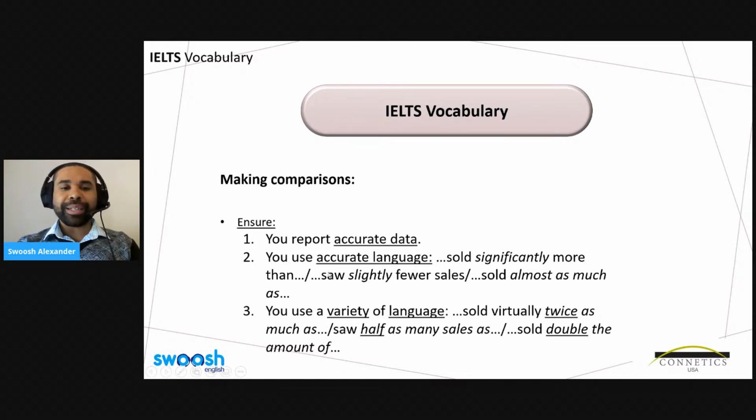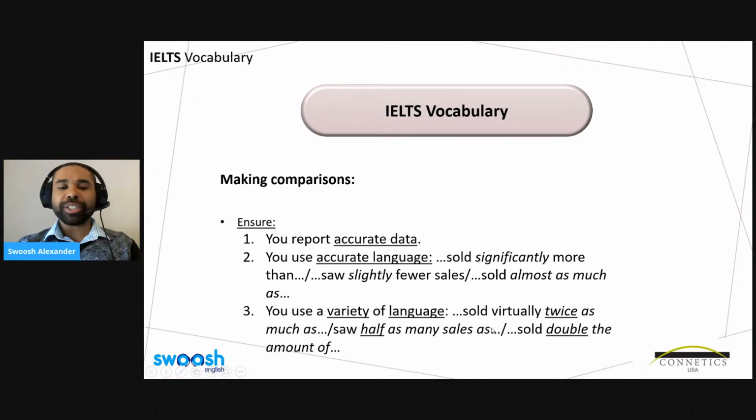So using accurate language is important, but also so is using a variety of language. So we can use some variety by using expressions such as A sold virtually twice as much as B. So here you can see this is significantly more, but we're showing more variety, and we're even being more specific with the language that we use by stating that A sold virtually twice as much as. Another expression we could use is that B saw half as many sales as A.